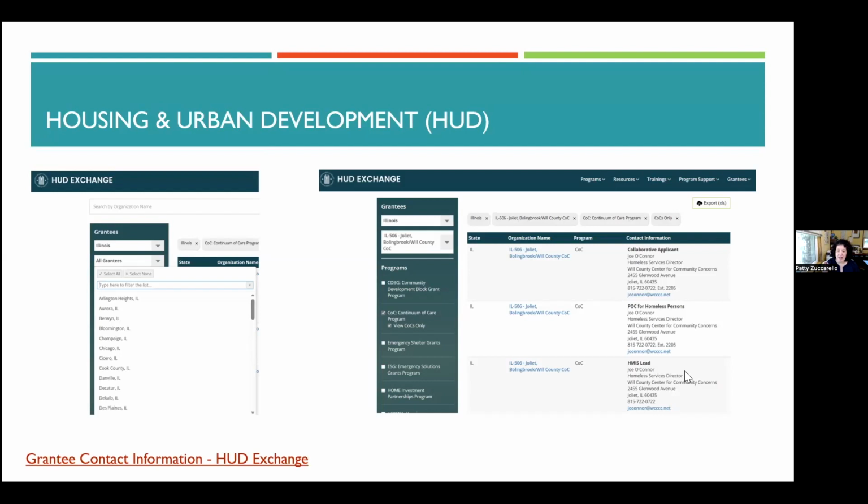So this is to say, this is the best way to figure it out. It is still not 100% perfect, and you may need to reach out to more than one of the people listed in order to get your needs met for your student. But this is really the starting point, going to the HUD Exchange and then looking up the continuum of care for your particular region.